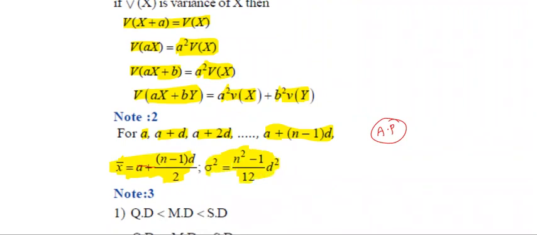Sigma square is equal to n square minus 1 by 12 into d square. This is a very, very important formula. How to find variance? Sigma square is equal to n square minus 1 by 12 into d square.